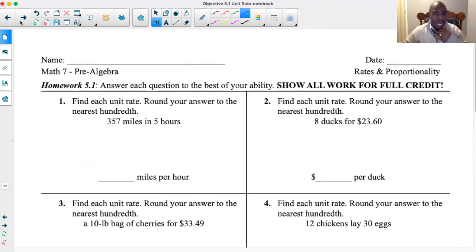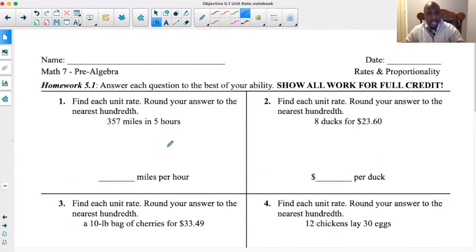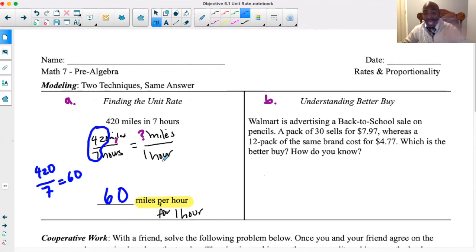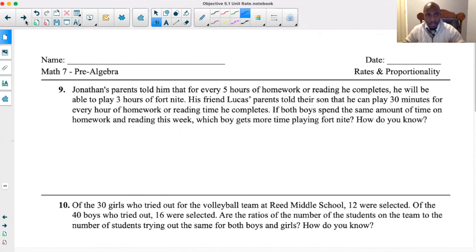Now, as you can see, even in your homework, you have a number of those problems there. Take a moment, recognize what it's telling you to do, okay? Because it's a 2-day lesson, that's it for the first day. But now we're into the second day, and I need to explain to you how to do something called understanding the better buy. And this is not the first time you're going to see this. You're going to see this a lot more in the upcoming lessons. But I did want to take a moment to pause it and let you finish that. Even in your class, we're going to do cooperative work, and then we're going to work on homework 5.1.